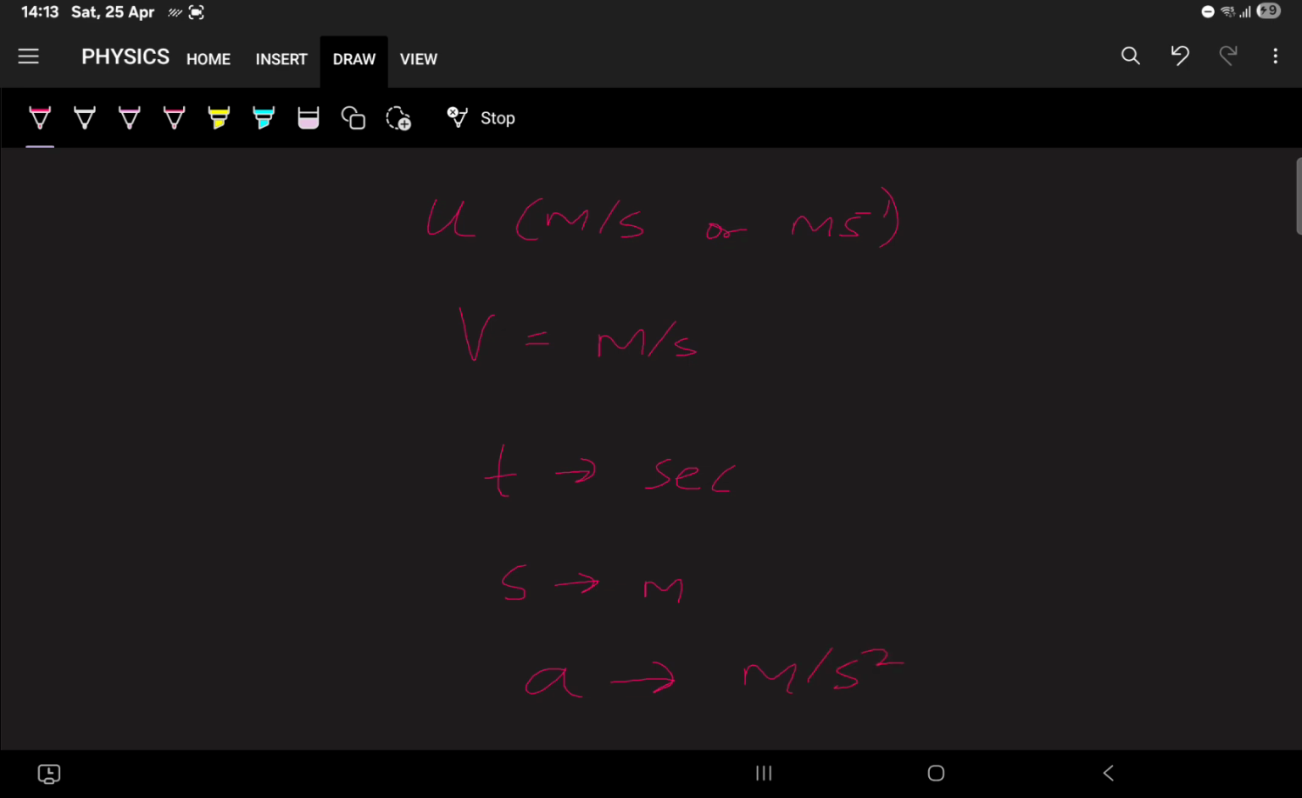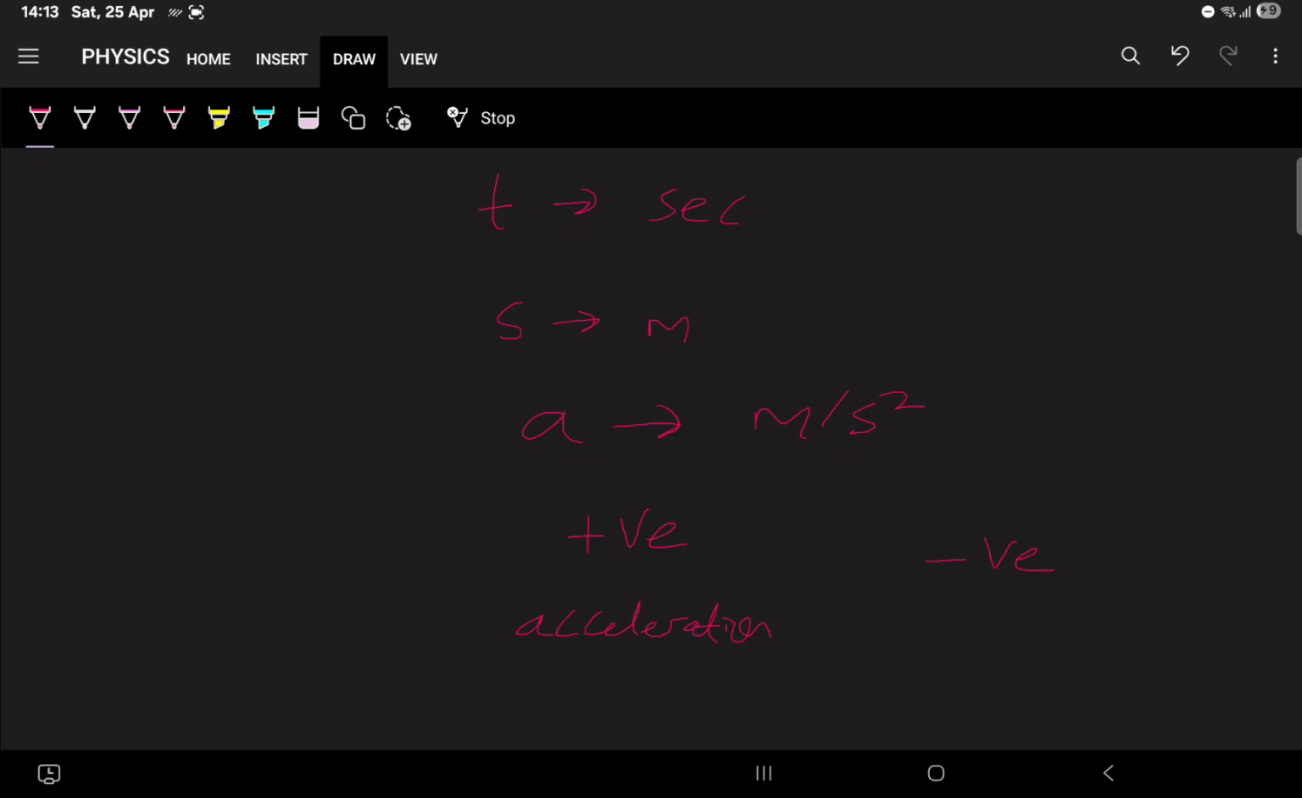Now, again, remember, when acceleration is positive, it is acceleration, and when it's negative, that's deceleration. So a can be acceleration or deceleration in the formula depending on whether it's negative or positive. So if it's positive, acceleration; negative, deceleration.